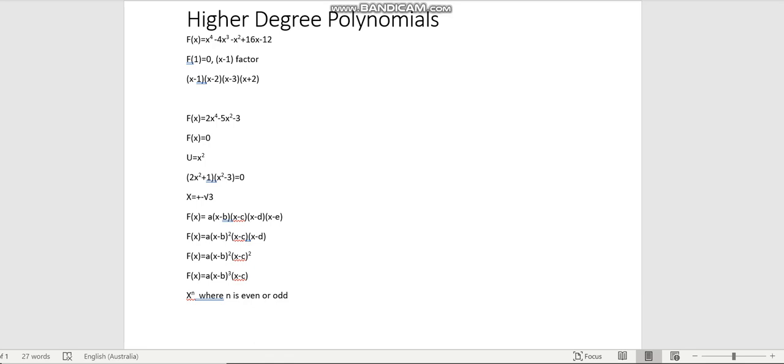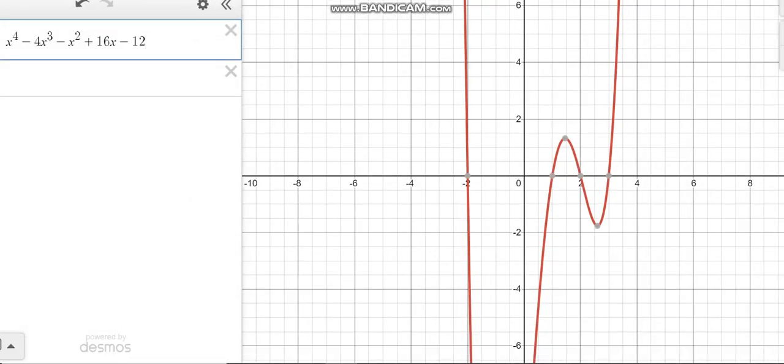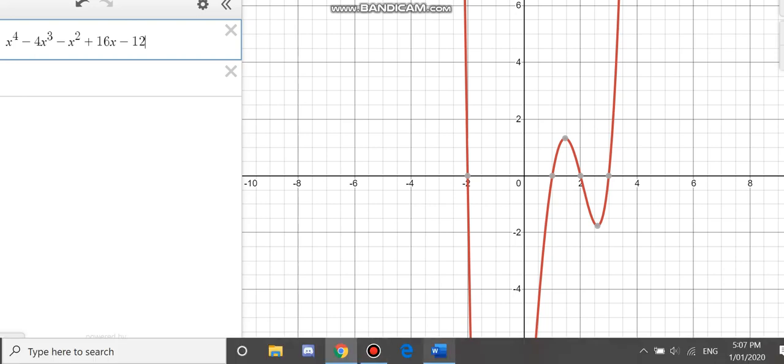What we do is the usual: we substitute values in until we find intercepts. After working it out, you would get that f of 1 is 0, so therefore x minus 1 is a factor. You use long division to get the cubic factor, and then you keep repeating the steps, and eventually you get all the factors you need. In this case it is x minus 1, x minus 2, x minus 3, x plus 2, and as you can see, it works at x equals minus 2, 1, 2, and 3. That's what the function looks like.